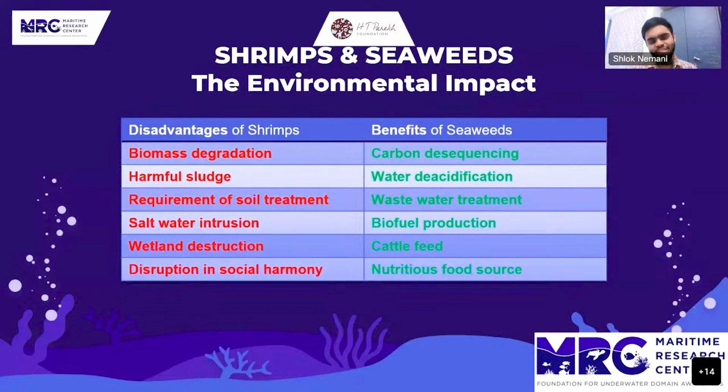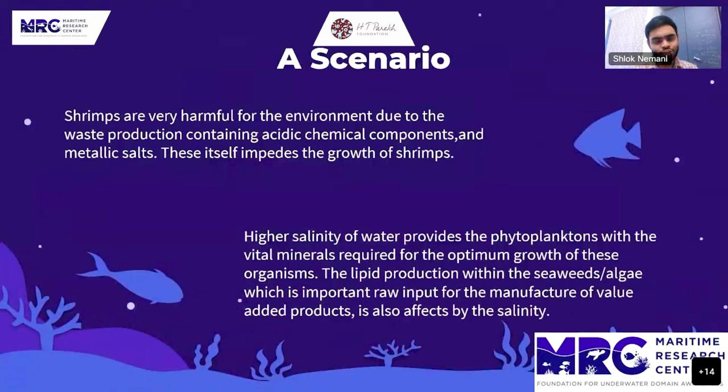On the other hand, the disadvantages of shrimps are many. Various mangrove destructions have already shown how the associated shrimp farms have completely destroyed the ecosystem. There are various examples in the literature which prove the disadvantages of shrimps. So what's the scenario which we are looking at?